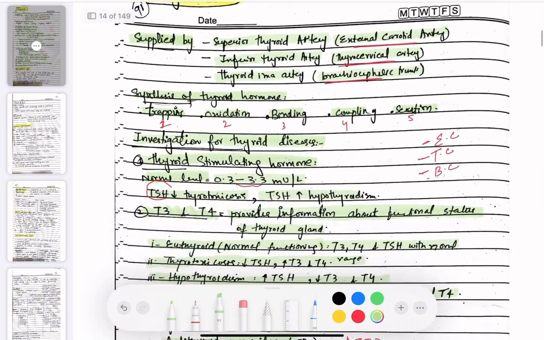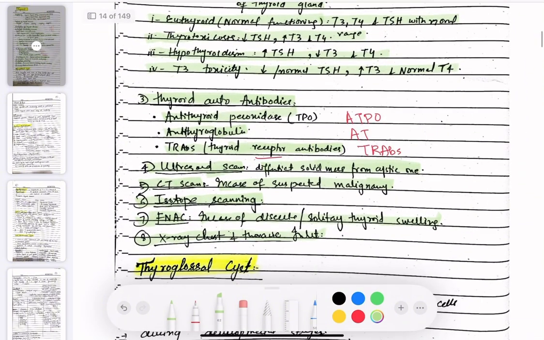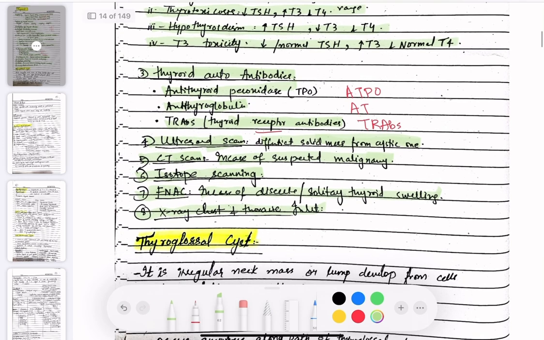These are the TSH test, T3 and T4 test, ultrasound scan, CT scan, isotope scanning, fine needle aspiration, and X-ray chest and thoracic inlet. So these are the specific investigations. Okay.